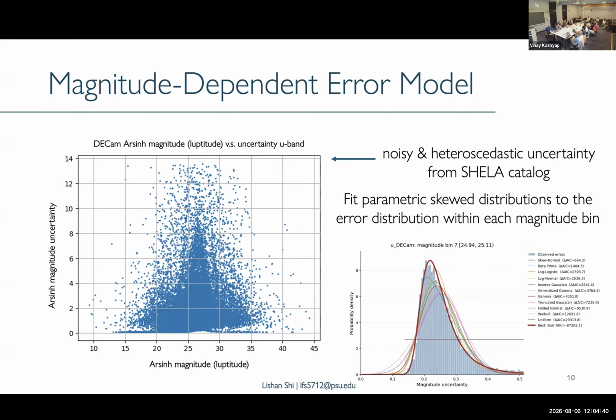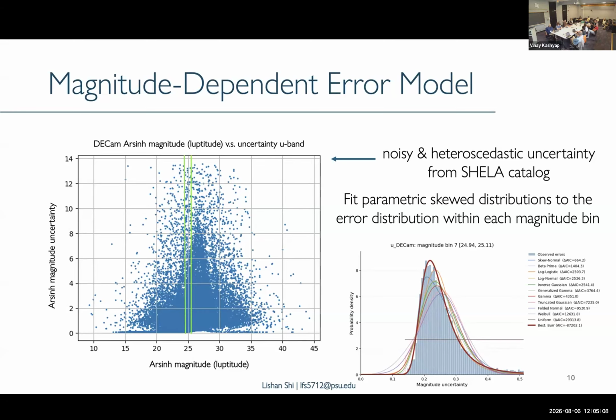So what we do is, if we want to assign uncertainty for an object with magnitude at 25, we go to this tiny magnitude bin, and within this bin, you will have an uncertainty distribution, and we just fit parametric distributions to characterize this error distribution. So in the end, the uncertainty is a random sample from the best fitted distribution.